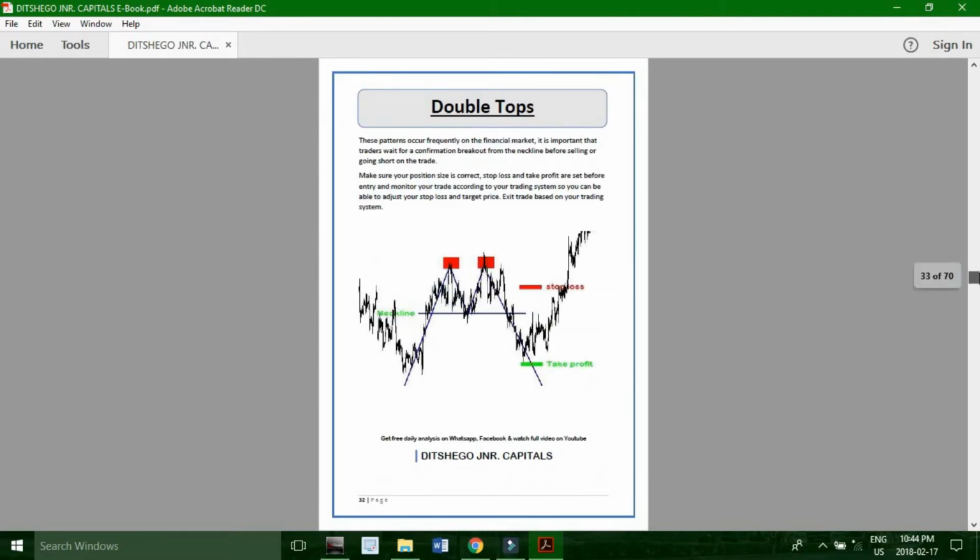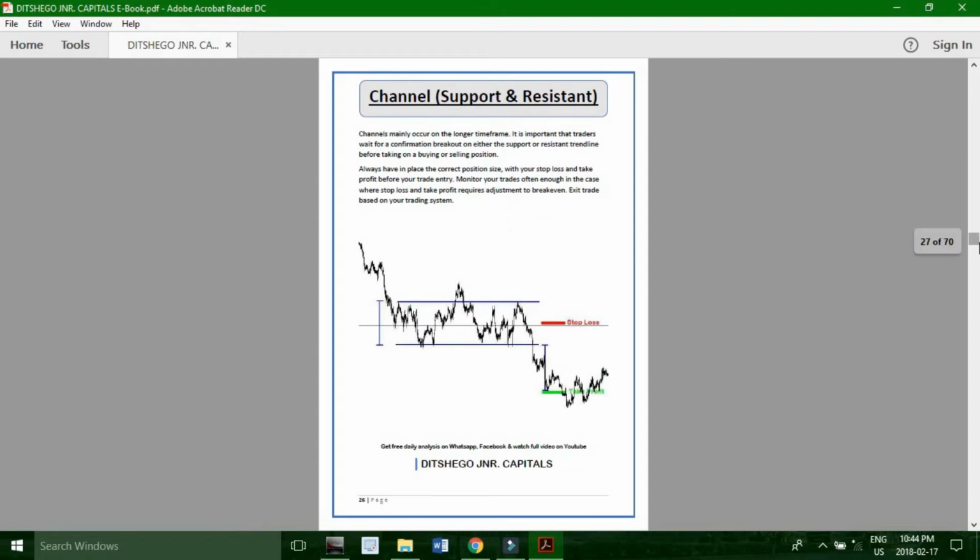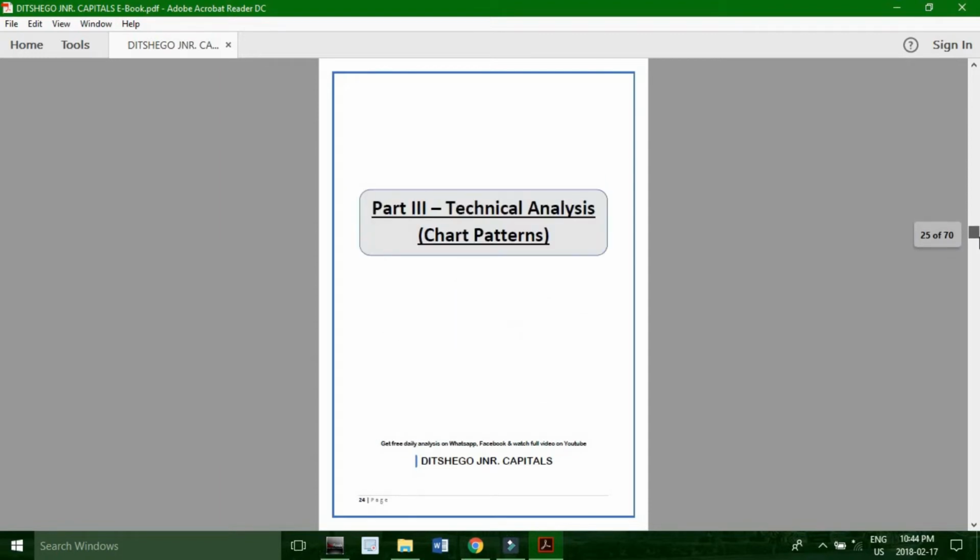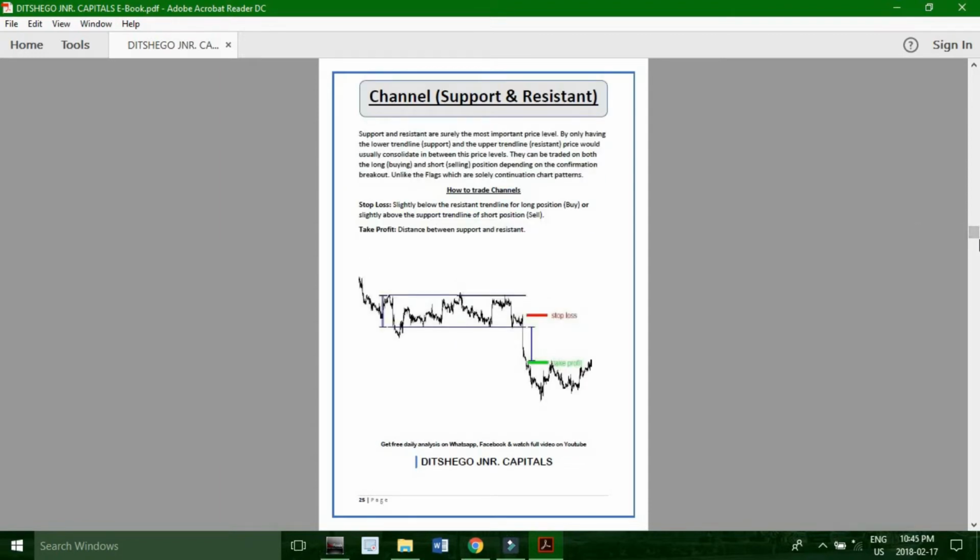So yeah, the horizontal channel, which is like the basic support and resistance, the key when it comes to trading. That's the first thing that you need to understand when it comes to technical analysis. Support and resistance are surely the most important price levels, with only the lower trend line, which is the support, and the upper trend line, which is our resistance. Price will usually consolidate in between these price levels, which means it's ranging in between them.